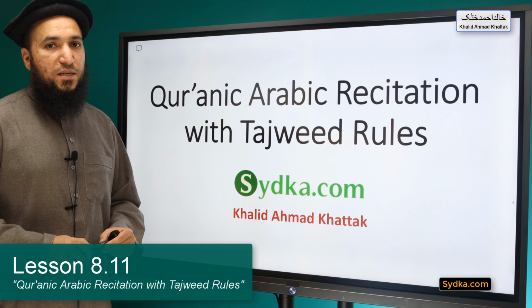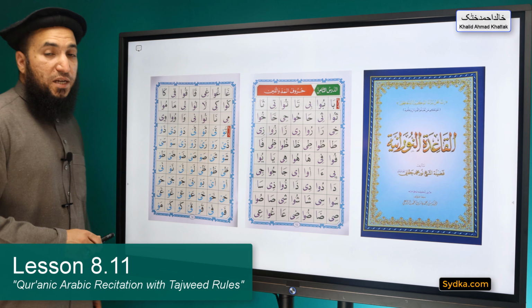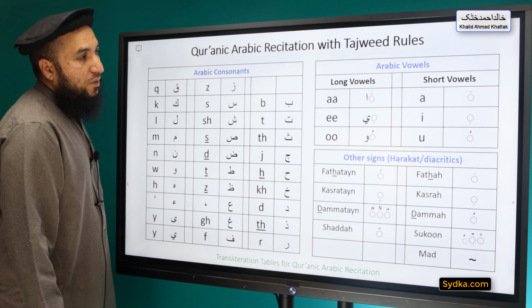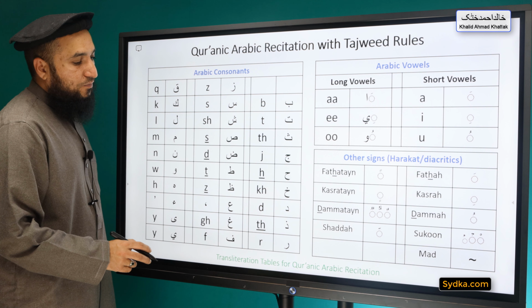Welcome back to another session of Qur'anic Arabic recitation with Tajweed rules. In this session, we will be studying another 9 syllables. That's Seen, Sheen, and Sad. It is on page number 14 of Al-Qaida Nuraniya. This slide is just a reminder for transliteration purposes.